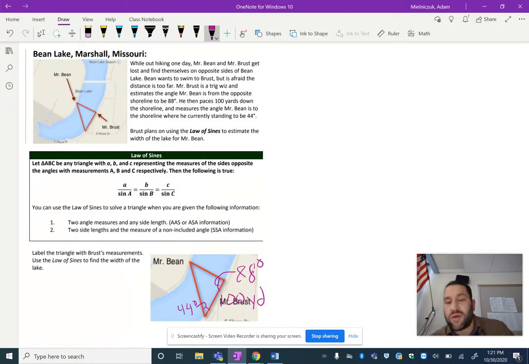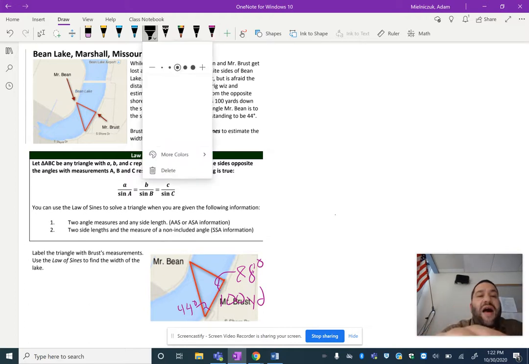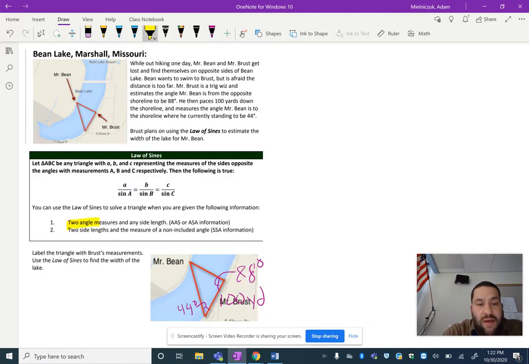What they're saying is you can take the side A and put it over the sine of its angle, and that will be proportional to any of the other sides over their angle, as long as you meet the following criteria. This is important. You must have two angle measures and any side length, or two side lengths and the measure of a non-included angle. You must have those.